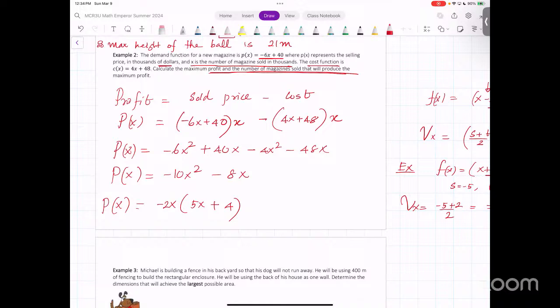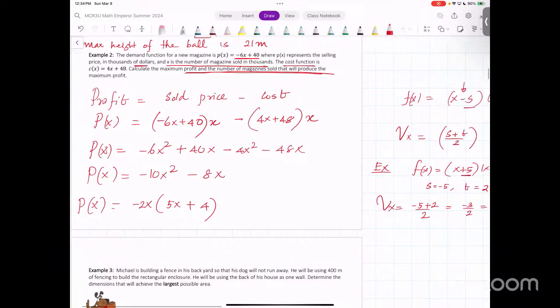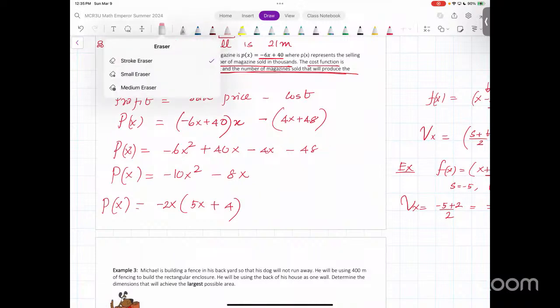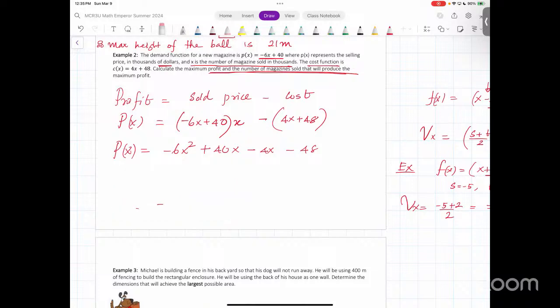All right, so I want to see. Okay. So minus 6x plus 40 times it by x minus, oh yeah, I don't need to times it by x. This one doesn't need to be times it by x. So that is going to be minus 4x minus 48. So we will fix that. Okay, so p of x is minus 6x squared plus 36x minus 48. No, we have to complete the square here.